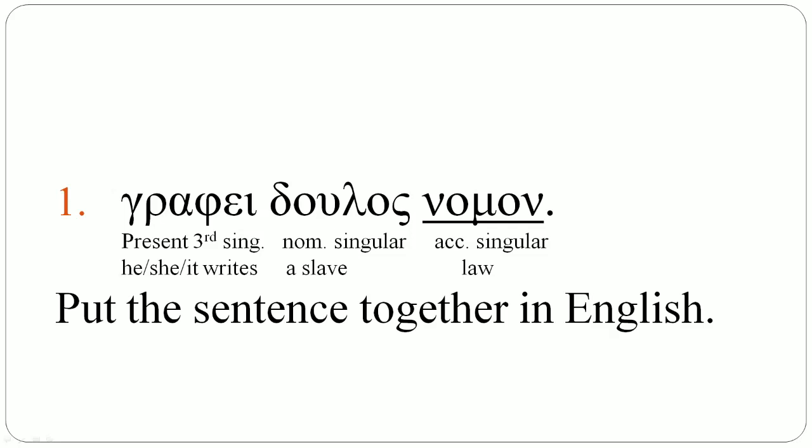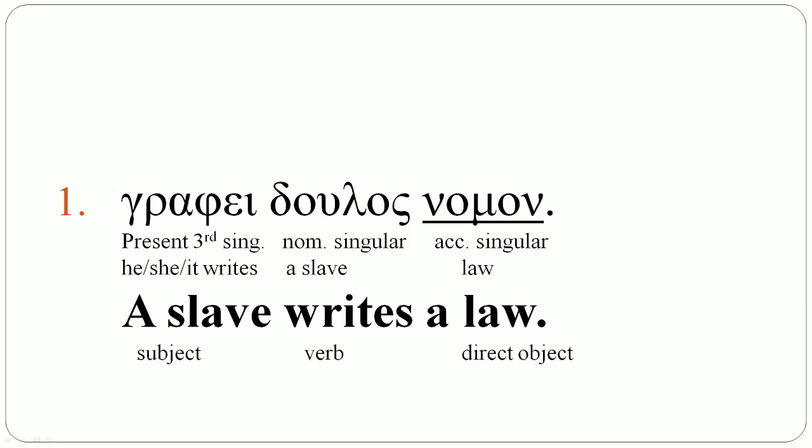So now here's all of the information that you know on these words, and that I've been able to piece out. So now just put your sentence together and make a nice, smooth translation. Okay. Use the nominative as your subject, therefore a slave. A slave, what is a slave doing? That's a verb. Okay, so a slave writes. You can just replace the he, she, or it in the verb with a slave because you know now that you have the nominative there. And then the accusative is the direct object. That is what the slave is writing. A slave writes a law.